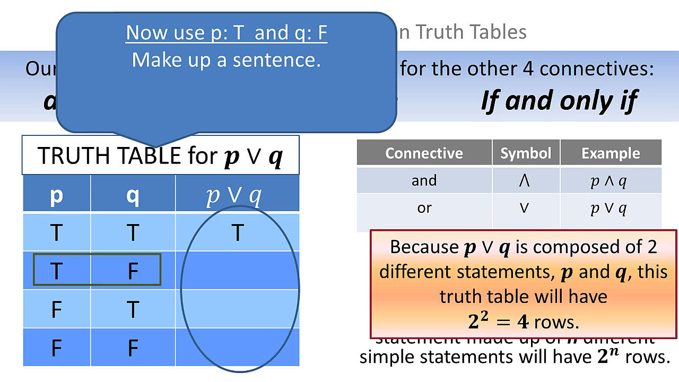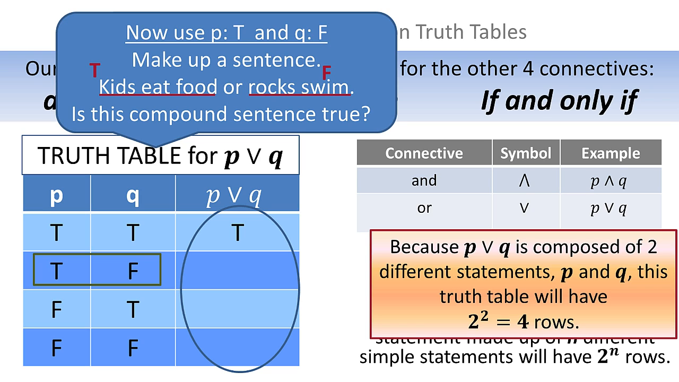Going to the next line. If I let P be true and Q be false, and again make up a sentence such as kids eat food or rocks swim. Kids eat food is true, rocks swim is false. If I say kids eat food or rocks swim, in the common sense English meaning of that compound sentence, that would be true. And so with an or, what you're basically saying is if either or both pieces that make up an or are true, then the result is true.